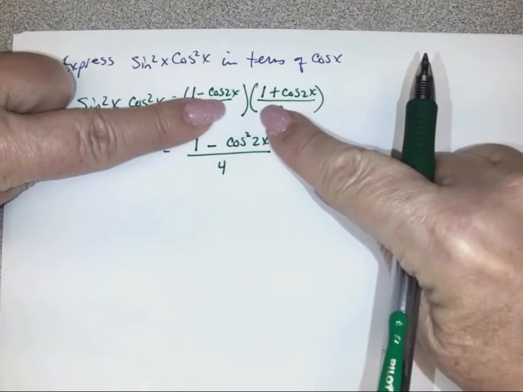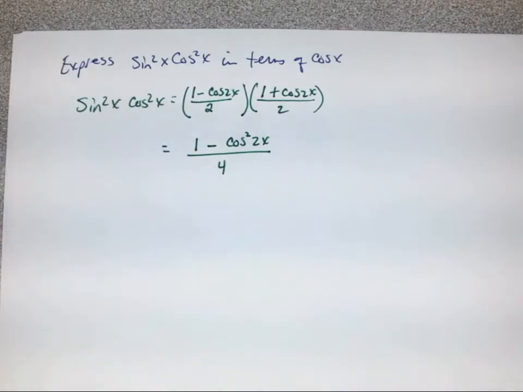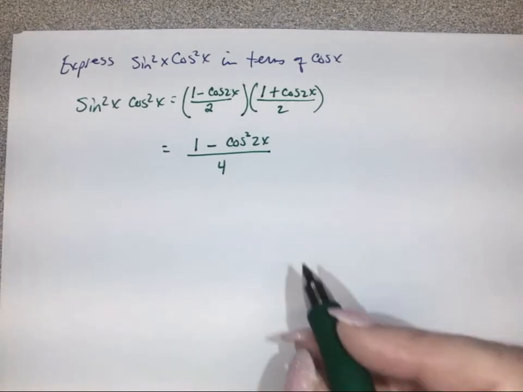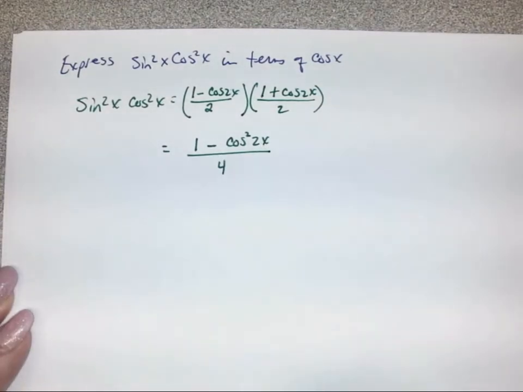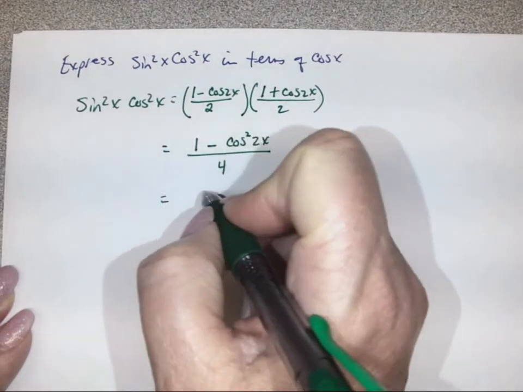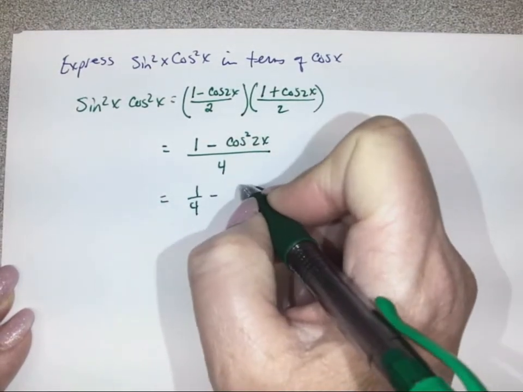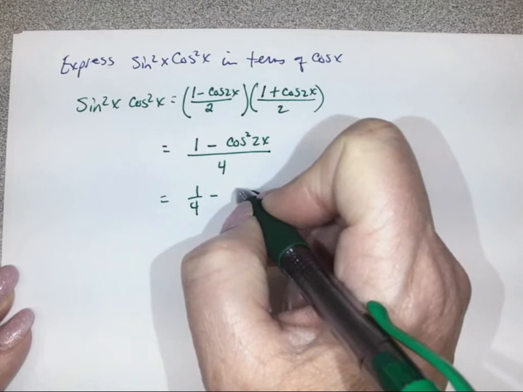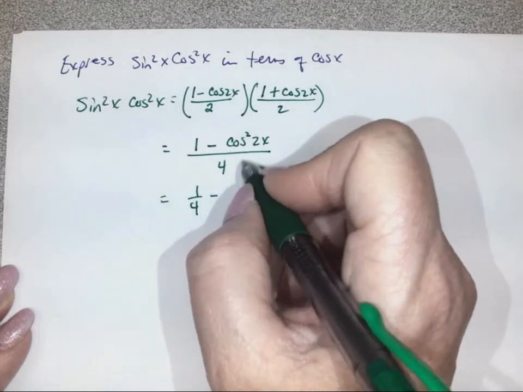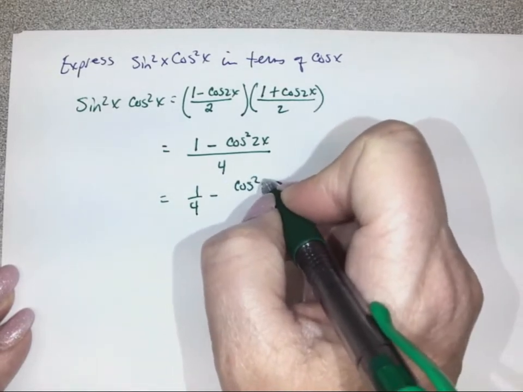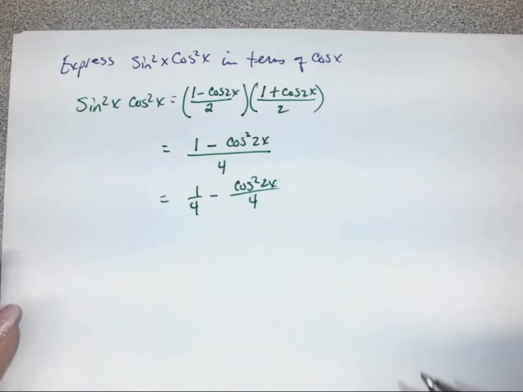So think about that as being difference of squares. So you're just going to square both parts there because they get multiplied by themselves. The middle terms would cancel. Now let's split it into two fractions. So we'll have 1/4 minus cosine squared of 2x over 4. So I'm splitting my two fractions.